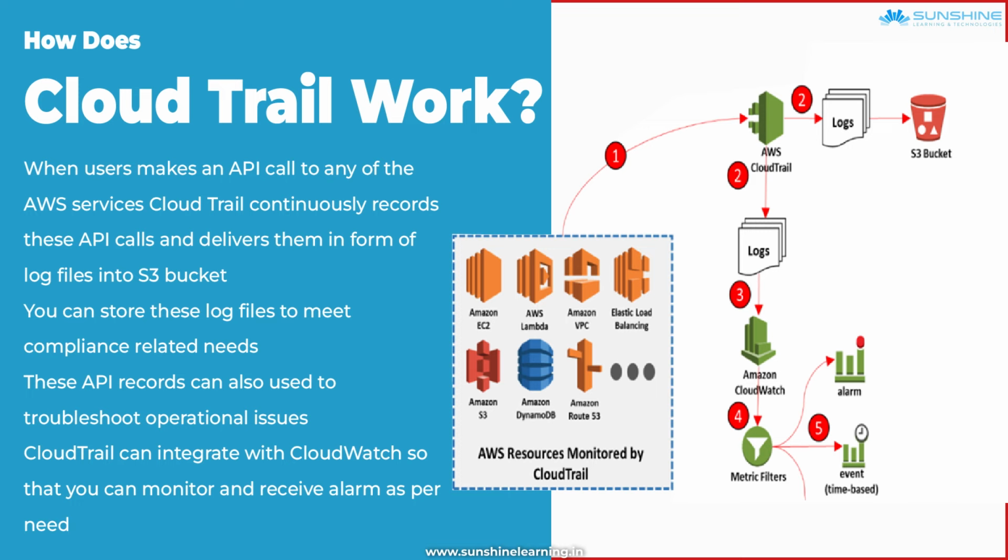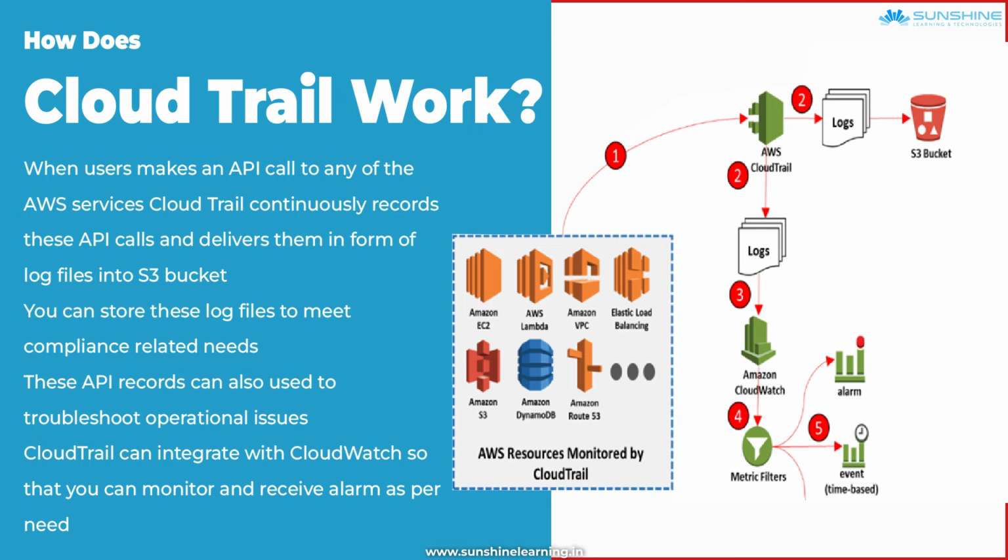So how does CloudTrail work? You can see that in the diagram. When a user makes an API call to any of the AWS services, CloudTrail continuously records these API calls and delivers them in the form of log files into the S3 bucket. So here you can see, if anyone logs in to the AWS account and makes changes, CloudTrail will report it and send those logs to the S3 bucket.